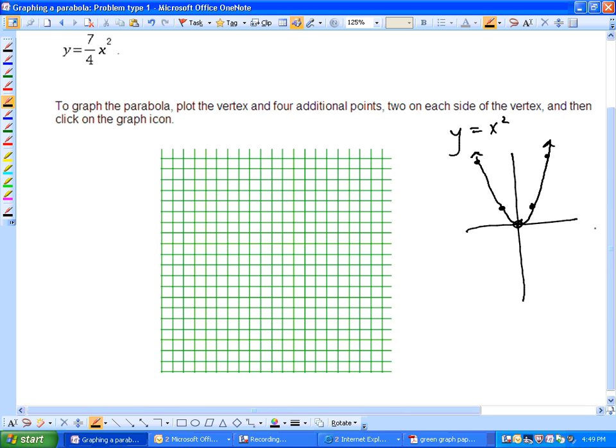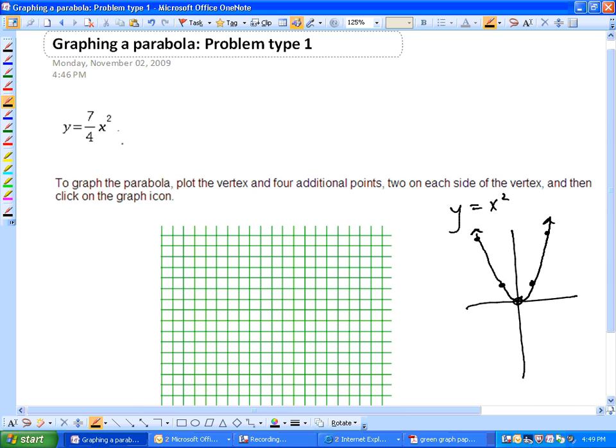Well, this one's going to do the same thing, except the 7/4 in front is going to make it go, instead of up 1 and over 1, up 7/4 and over 1. So that's kind of hard to imagine, right? Because this is actually like a 1.75 in front. So maybe an easier way of doing this would be to make a chart where you do x is here and y is there.